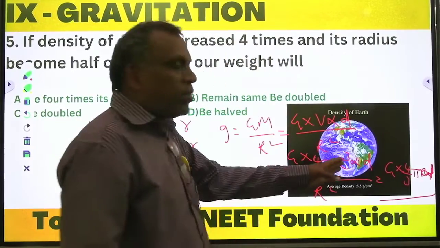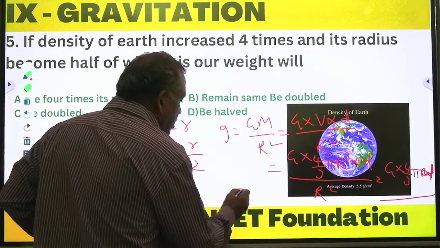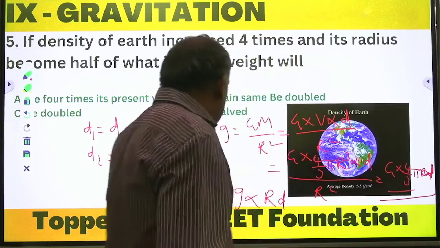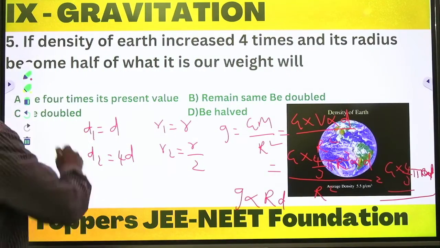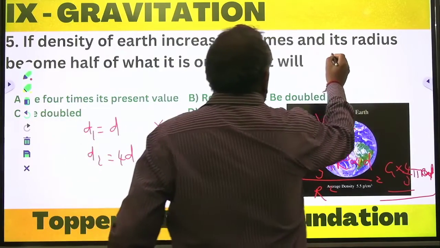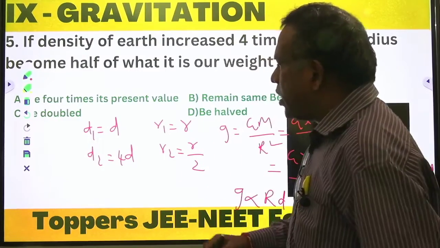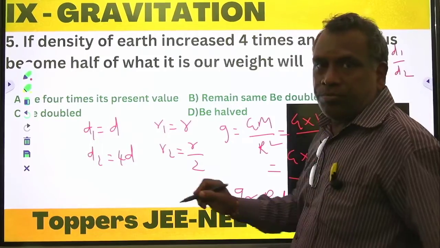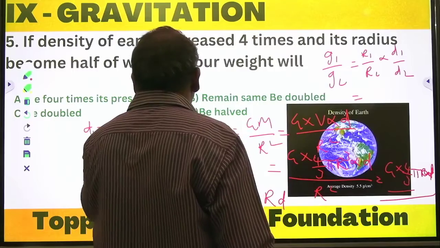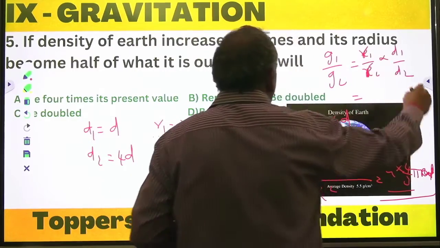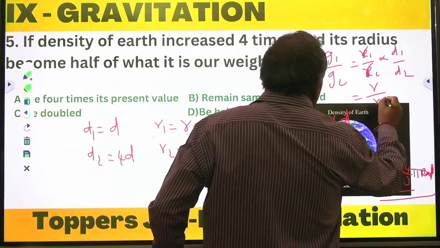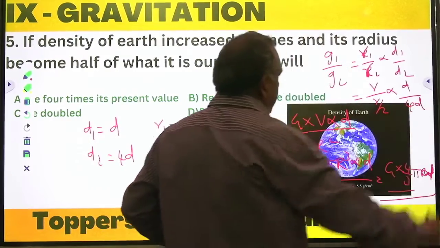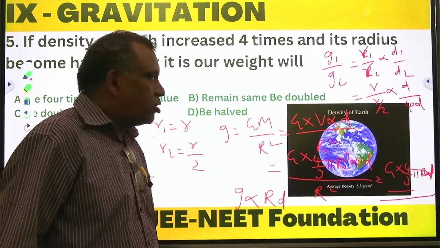This is the formula. G into 4 by 3 pi into r into d, it means that small g is directly proportional to r into d, because the remaining are all constants. Capital G is constant, 4 by 3 pi is also constant. g is directly proportional to rd. So now g1 upon g2 equals r1 upon r2 into d1 upon d2. Here r1 is r and r2 is r by 2, d1 is d upon 4d. g is directly proportional to rd, so that's why you have to take it like that.